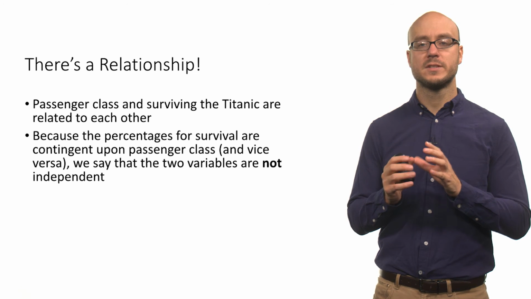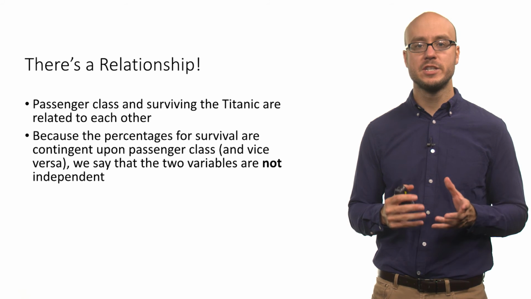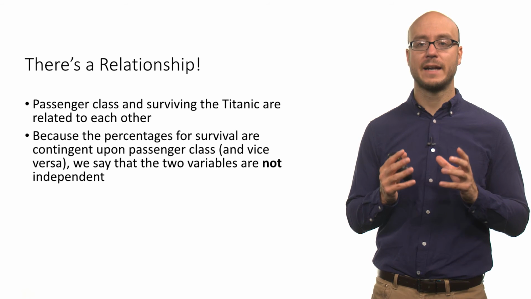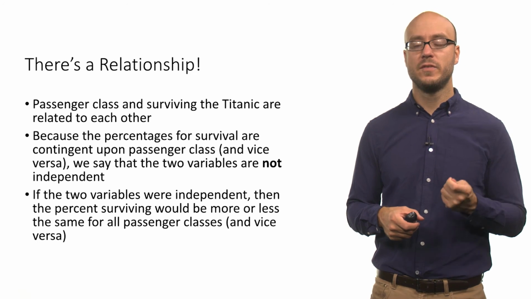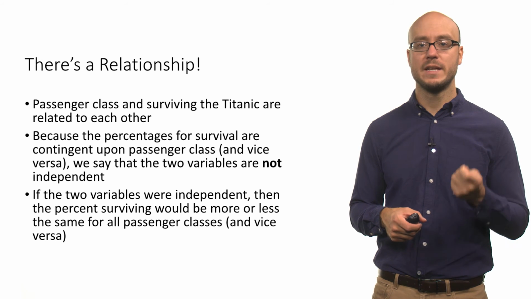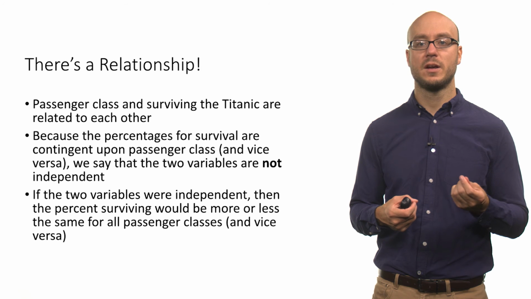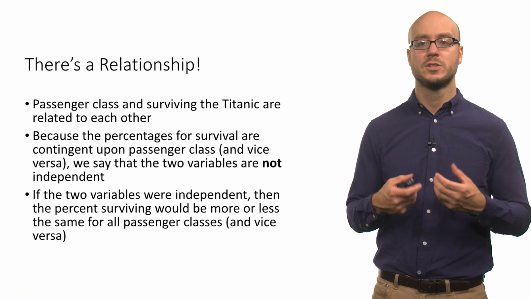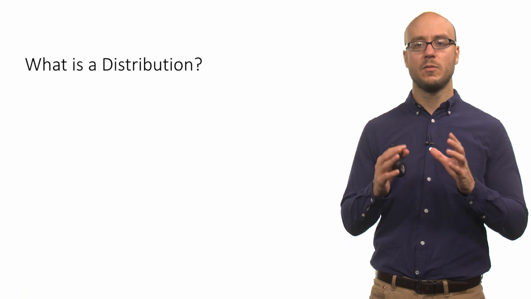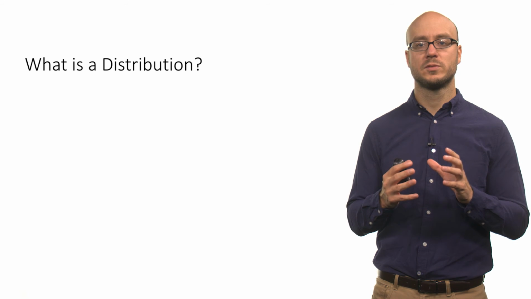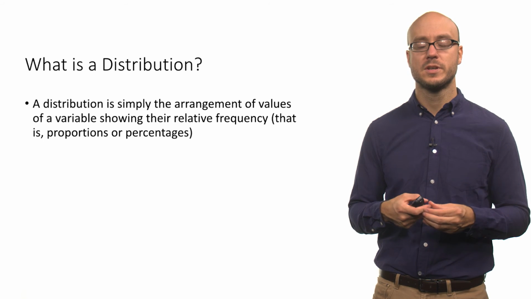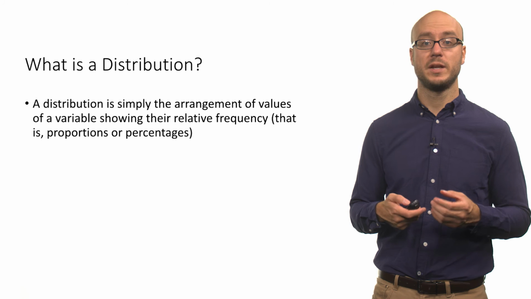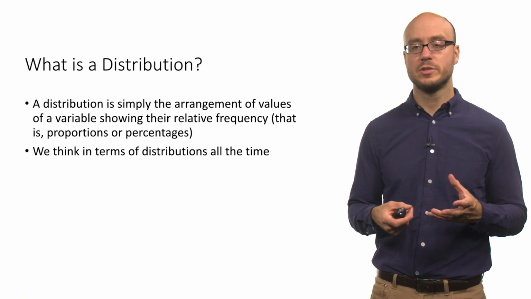The way to think about this is that since the percentages for survival are contingent or conditional upon passenger class and vice versa, these two variables are in fact not independent. If passenger class and surviving the Titanic were independent, then the percentage of surviving would be more or less the same for all passenger classes and vice versa. When we talk about this relationship, it's also useful to talk about distributions. A distribution is simply the arrangement of values of a variable showing their relative frequency, meaning the proportions or percentages.